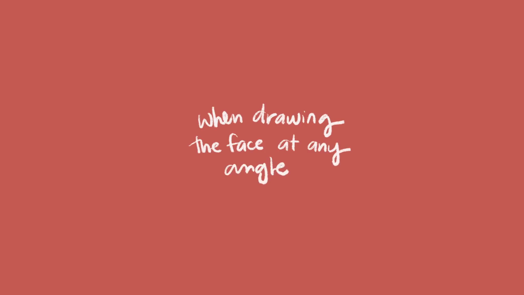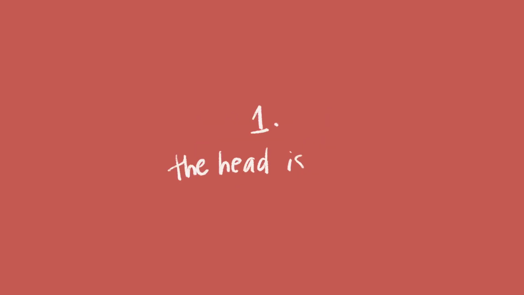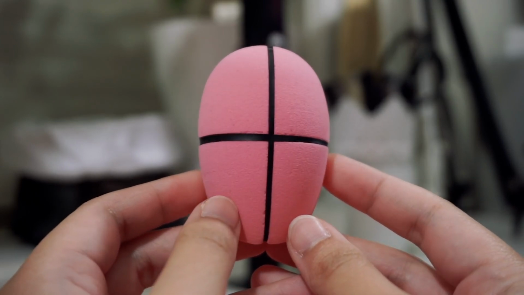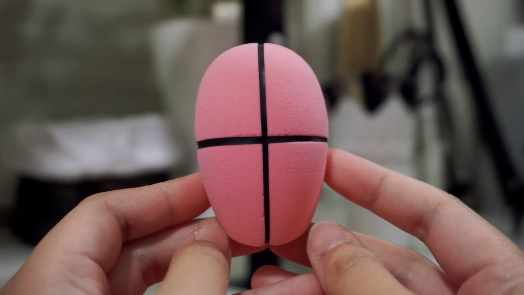There is one simple rule that I like to remember when drawing faces at different angles that I think can also be applied to drawing the different facial features, such as the eyes, the nose, and the mouth. And in order to understand that rule, we have to note a few things. Number one, the head is 3-dimensional. And I've taken this makeup sponge that looks like a head to show my example.